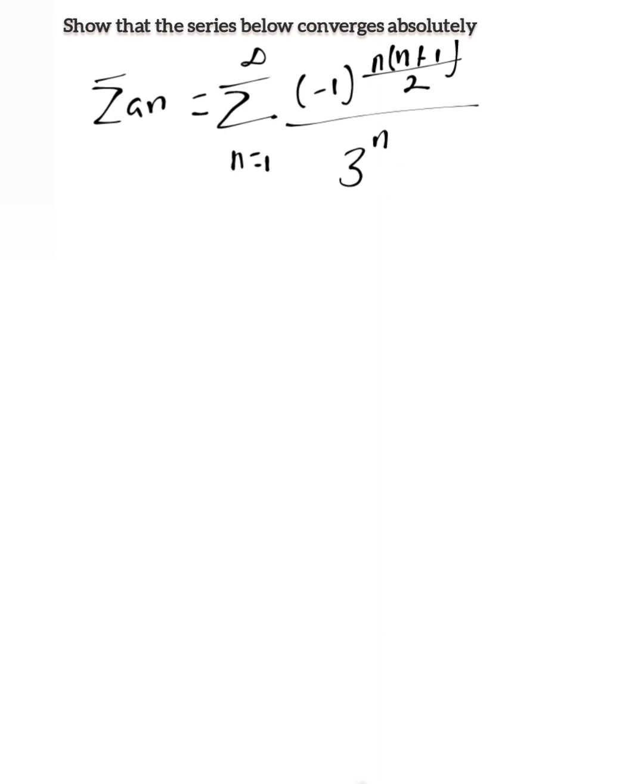From the definition above, for this series to converge absolutely, the series itself has to converge, and the absolute value of the series also has to converge. So when the series converges and its absolute value also converges, then the series is said to converge absolutely. Now let's work with the given series first, which is the summation of an. Does the summation of an converge absolutely?